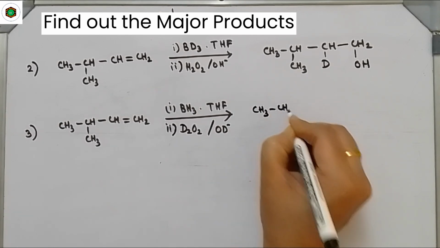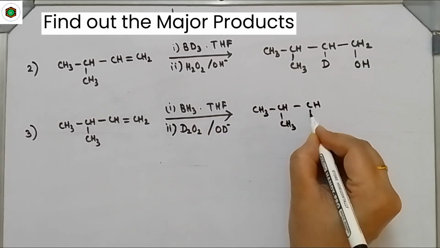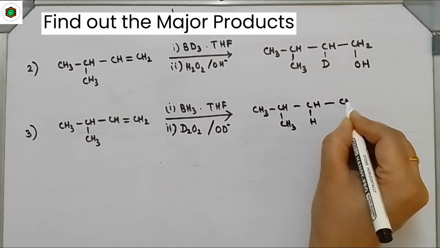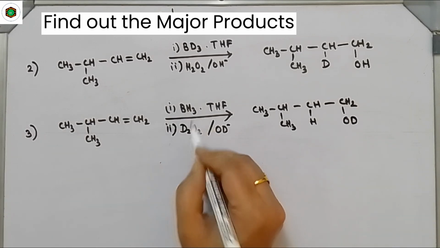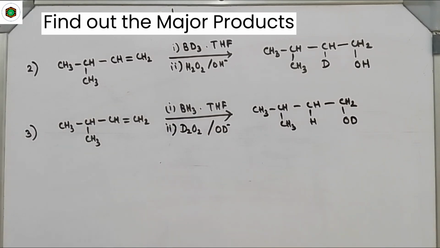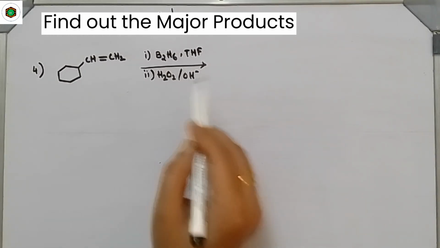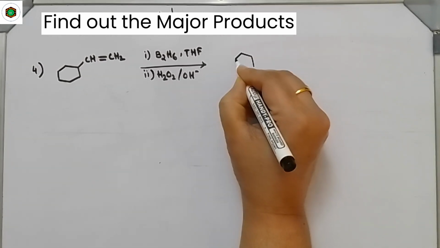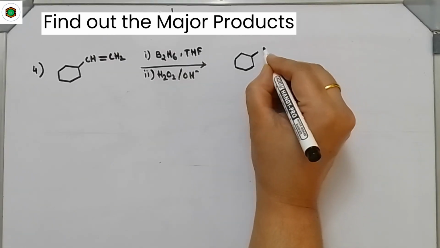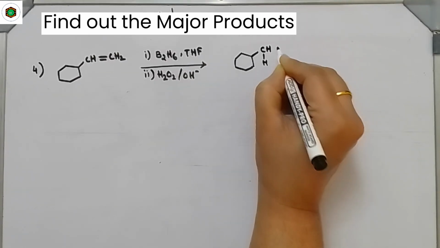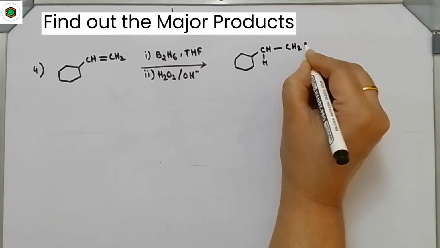So if you follow the mechanism, from boron hydrogen will come and attach, and from this part OD will come and attach. If both are deuterated, then here also deuterium will come. This is also a monosubstituted alkene. Here final product only I am writing. So from boron, here you will get hydrogen, and from this oxidation reagent, here you will get OH.